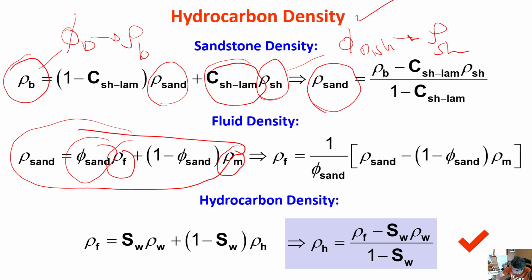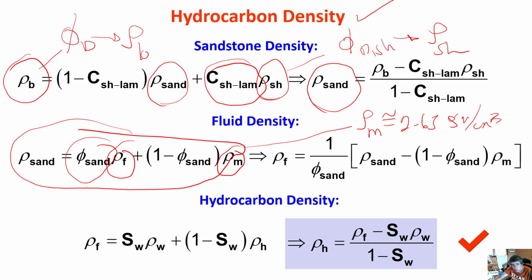If we know the density of the matrix, let's say that we're in a clastic sequence, then the density of the grains will be very close to 2.65 grams per cubic centimeter. So that's what we assume. If not, well, we have to have a better indication of the density of the matrix. But let's say that we're in a siliciclastic sequence, so that's easily obtained.